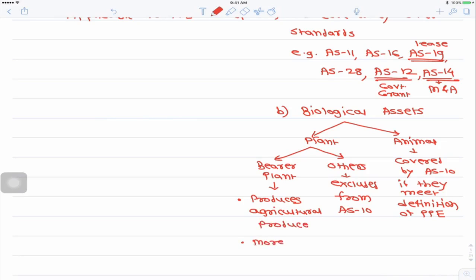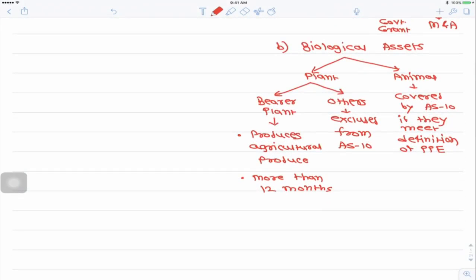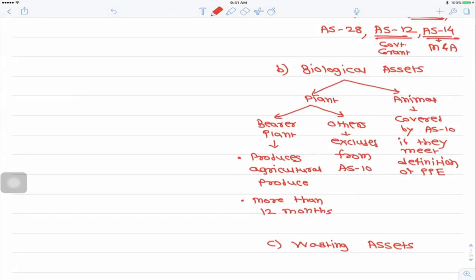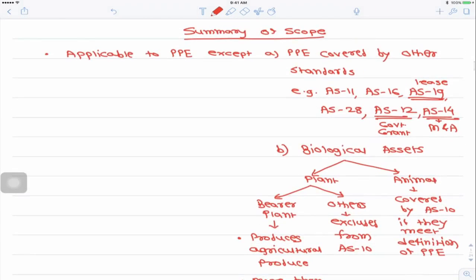It is expected to be there for more than 12 months. But the plant is for more than 12 months. Huh? Agriculture produce may not be more than for 12 months. More than 12 months. ये आपका agricultural produce रहेगा. So standard is not applicable to biological assets. Standard is also not applicable to vesting assets. Except लिख रहा हूं मैं, except A, B, C. So applicable to property, plant, equipment.